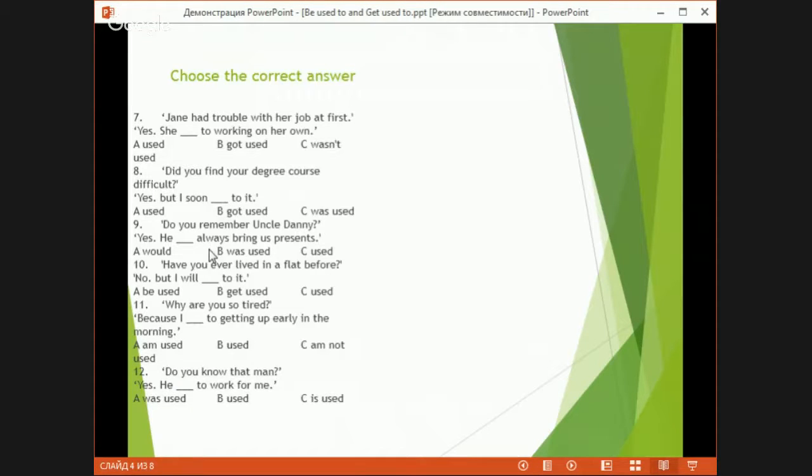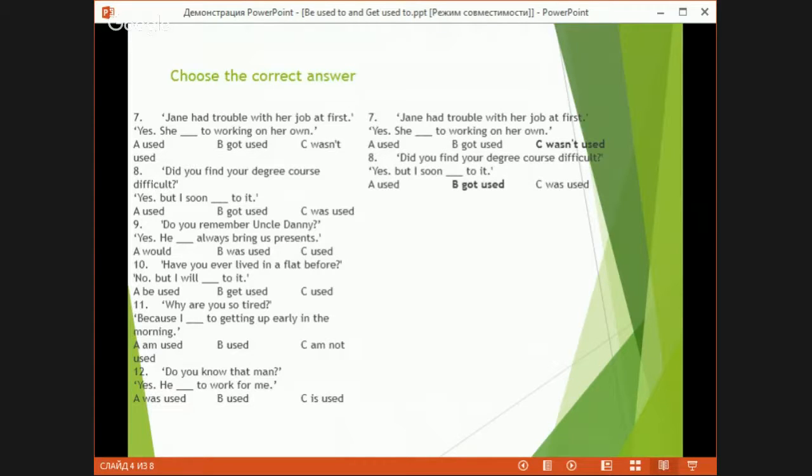So what we got here? Jane had trouble with her job at first. Yes, she wasn't used to working on her own, so it wasn't okay for her. Did you find your degree course difficult? Yes, but I soon got used to it. It became normal. Do you remember Uncle Danny? Yes, he would always bring us presents.